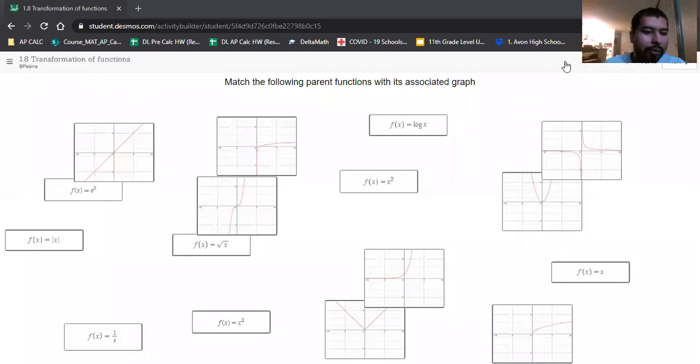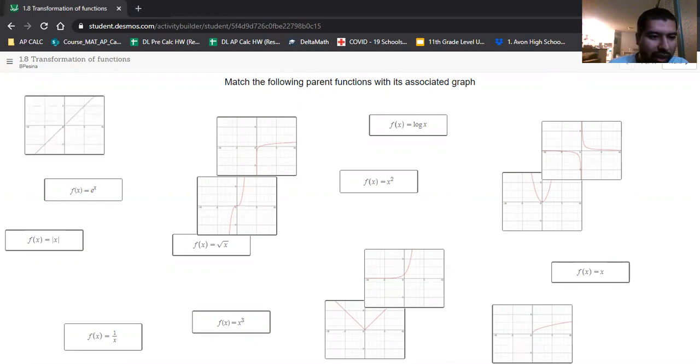Hello everyone, so today we're going to go ahead and discuss the Desmos activity. This is something we did in class. I'm going to fast forward right to where the activity started. Once you logged in, once I gave you the link in the chat, you saw that there was this little matching sort activity, and we're going to find the parent functions.